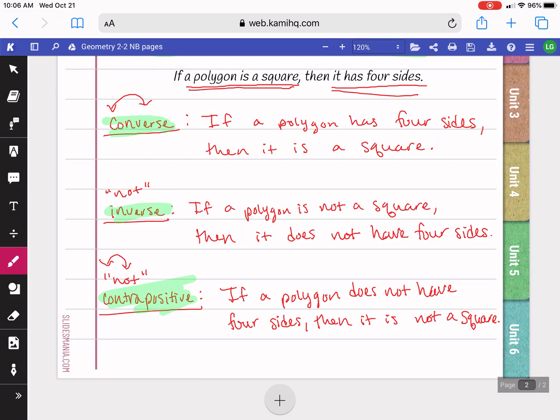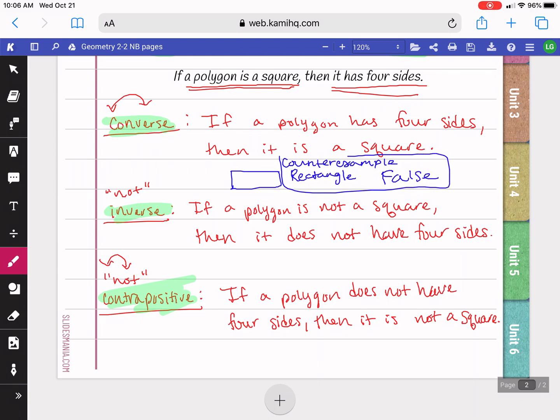Think of if there's any shapes that have 4 sides that aren't necessarily a square, where there's a lot. A square would have all sides equal. Sometimes you might have a rectangle. So this would be a false statement. And for a counterexample, we could say a rectangle. You could have also used a rhombus. So there's different shapes there that aren't necessarily squares that have 4 sides.